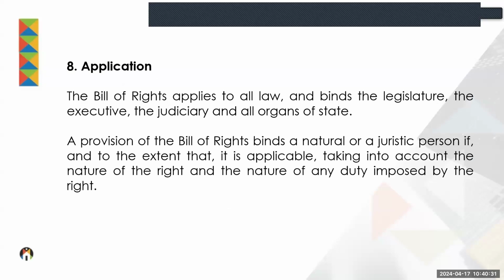Now, to whom does the Bill of Rights apply? It applies to everyone, to all law, and it binds the legislator. In other words, it binds Parliament who makes the laws. So Parliament cannot go and make a law that falls outside the scope of the rights that have been given to us in the Constitution. It binds the executive. In other words, it binds the president and his cabinet. It binds the judiciary. It binds, for instance, all the courts, as well as all organs of state, from local authorities up to state departments.